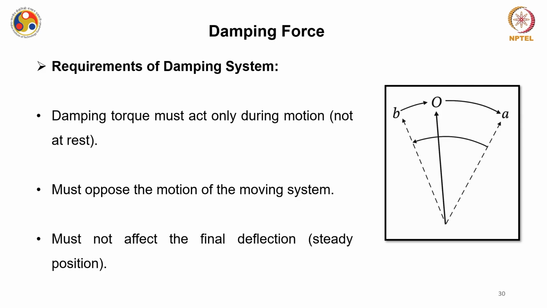For example, damping torque must act only during motion. As I have already mentioned, damping will not be applicable when the system is at the rest position. Damping torque will only act when the pointer is in motion and about to reach its steady state or final position. And this damping must oppose the motion of the moving system. It must not affect the final deflection or the steady position which the pointer is going to achieve.